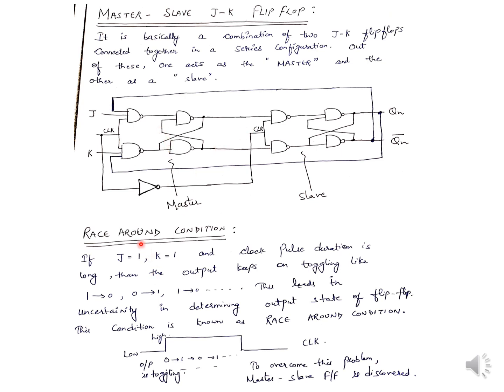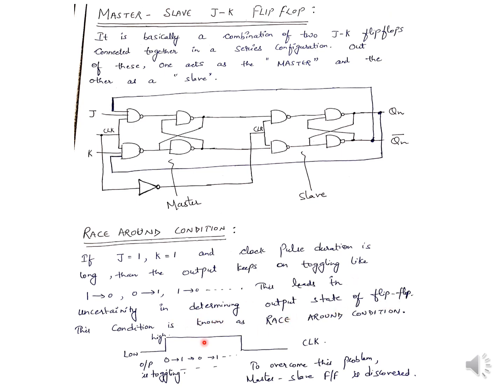Now before going to the master slave JK flip-flop, we must understand what the race around condition is. I have written here: if J equals 1, K equals 1 and the clock pulse duration is long, as you can see here, then the output keeps on toggling, like 1 to 0, 0 to 1, 1 to 0 and so on. If we are predicting the output, if the output is 0, it will toggle to 1, then 1 to 0, 0 to 1. I have given this toggling in the next slide as well. I will explain it in the next slide.